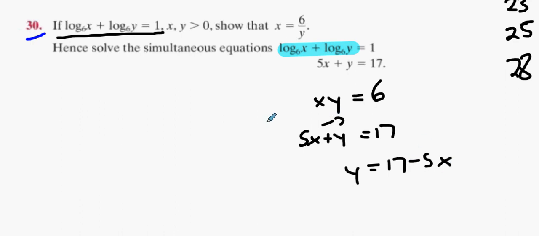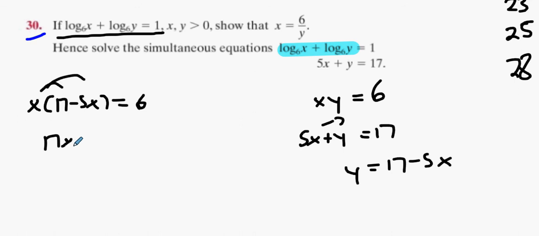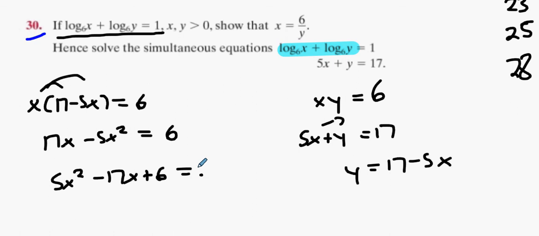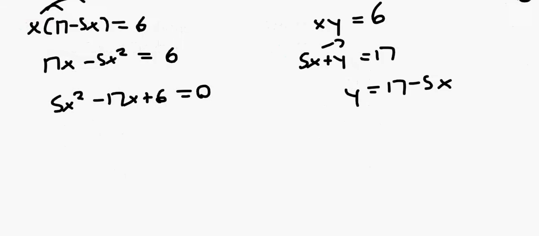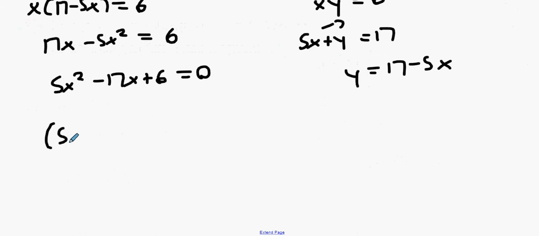And what can I do up here? Sub it in, so what do we get? Yeah, I don't know why you'd want to change that up. You really wouldn't. 17x minus 5x squared equals 6. 5x squared minus 17x plus 6 equals 0. I'll see if we can do it your way. What do you reckon? Minus 3 and minus 2.